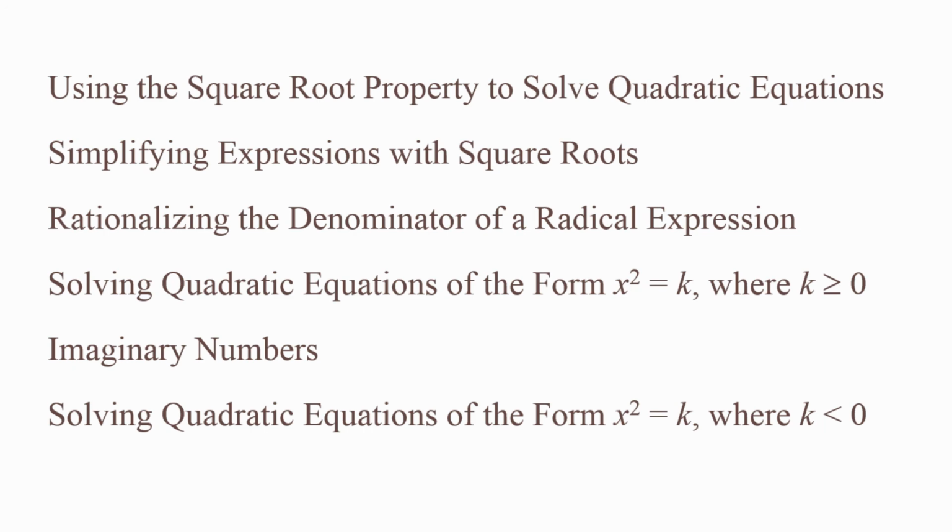Solving quadratic equations in the form of x squared equals k, where k is less than 0. The only difference between solving equations in the form of x squared equals k, where k is greater than or equal to 0, versus ones where k is less than 0, is that when k is less than 0, you're going to have an i in your answer. And you always write your answer in the format of your real number plus or minus your imaginary number.